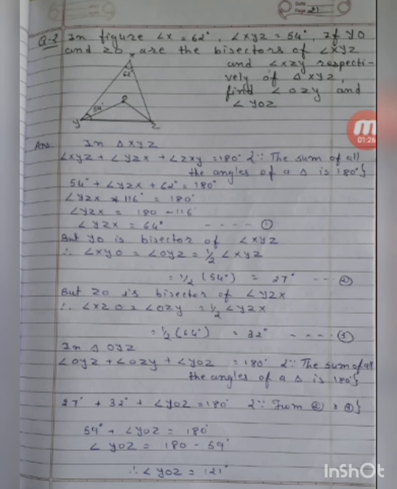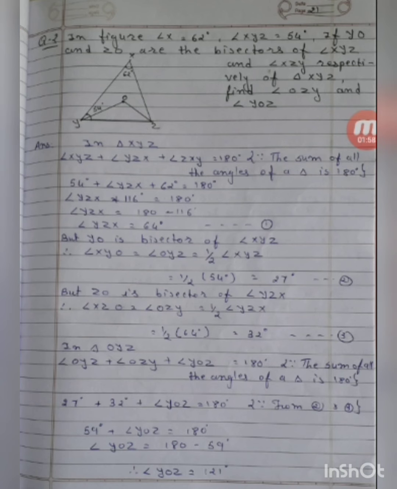This is number 1. But YO is the bisector of angle XYZ. So, angle XYO is equal to angle OYZ is equal to 1/2 angle XYZ is equal to 1/2 into 54 is equal to 27 degrees. This is number 2. But ZO is the bisector of angle YZX. So, XZO is equal to OZY is equal to 1/2 angle YZX. So 1/2 multiplied by 64 is equal to 32 degrees.